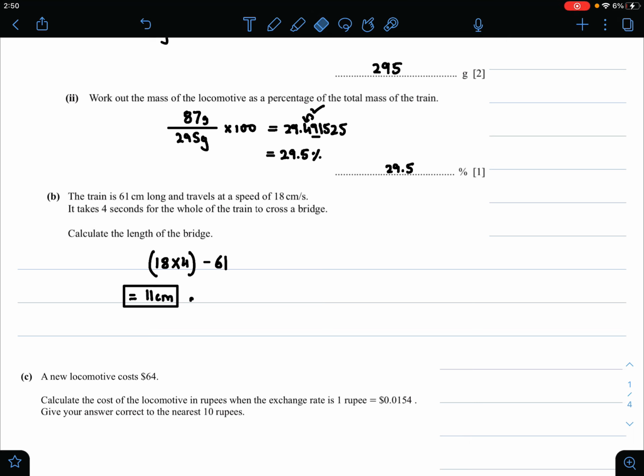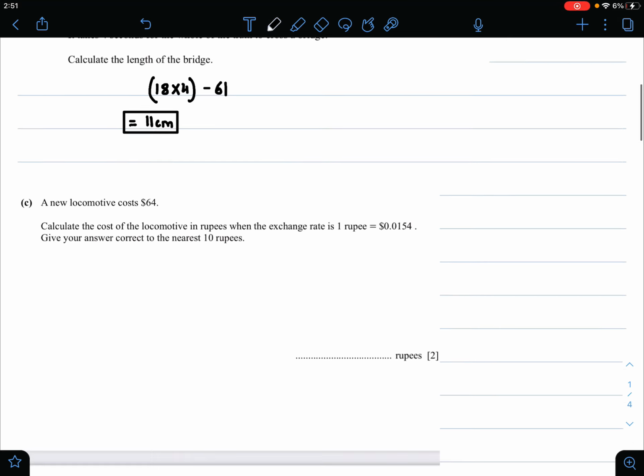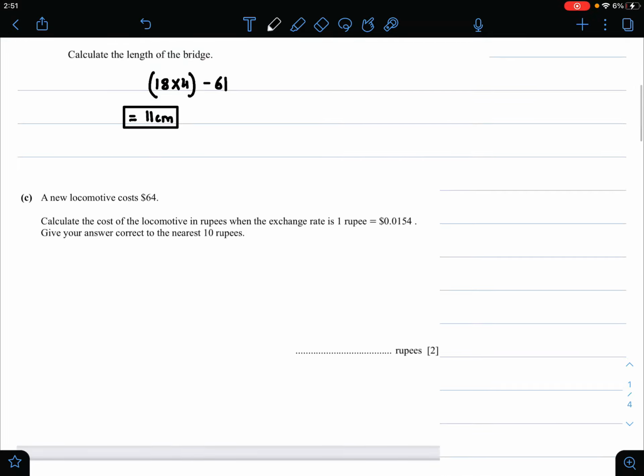Now let's move to part C. So for part C, they are telling us a new locomotive costs $64, and they've given us the exchange rate, that is 1 rupee is equal to 0.0154 dollars. Now we know that a new locomotive costs $64, so they are telling us to calculate the cost of the locomotive in rupees.